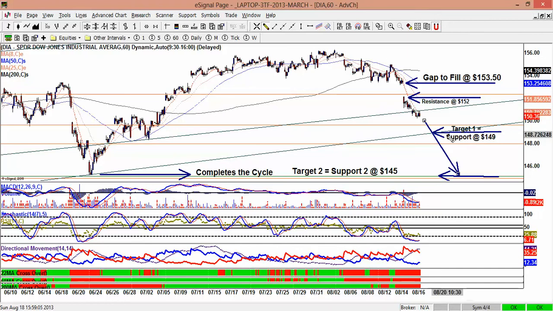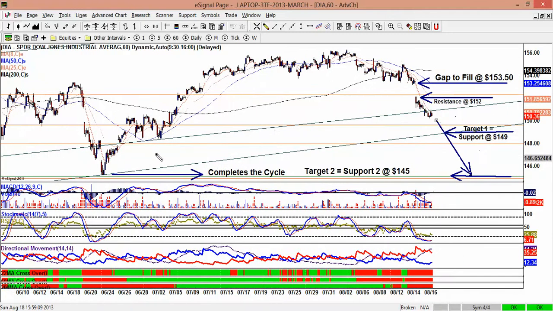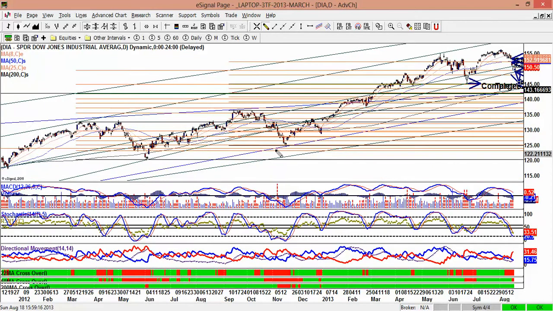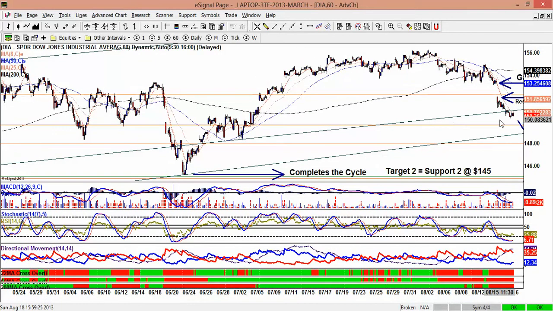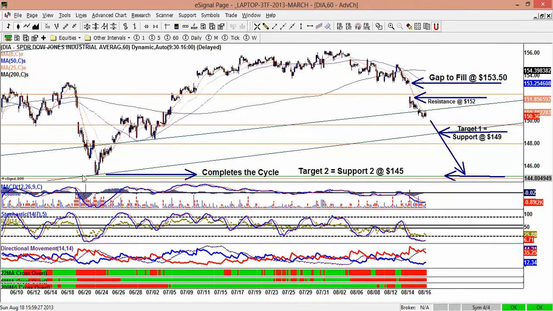So my first target for the DIA is to come down and touch this trend line support of 149, and that's a much longer trend line. You can see my charts get a little bit messy as I bring in more time, so let me go back to the 60-minute chart. Trust me when I tell you that this is a good support level here at 149. Then we also have a support level at 145 to the downside.